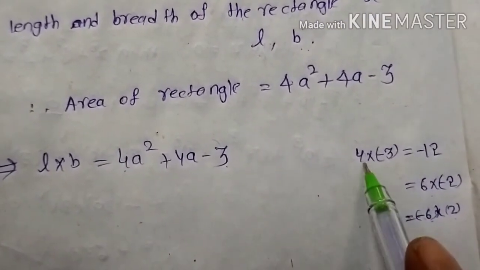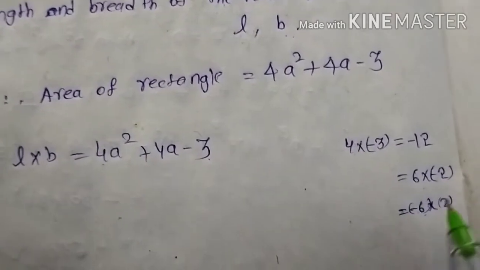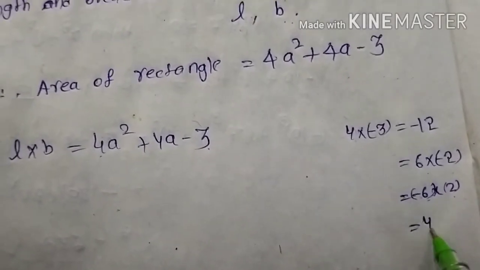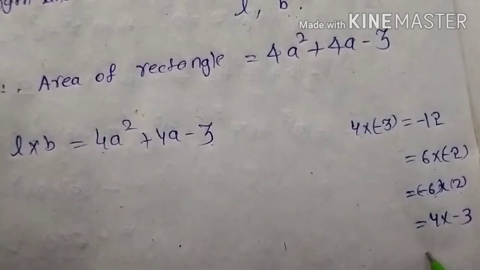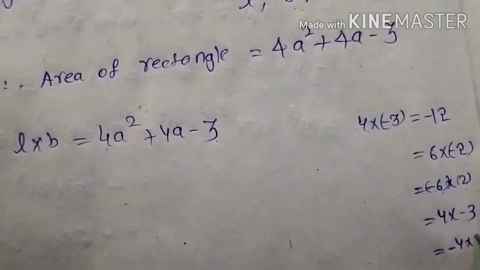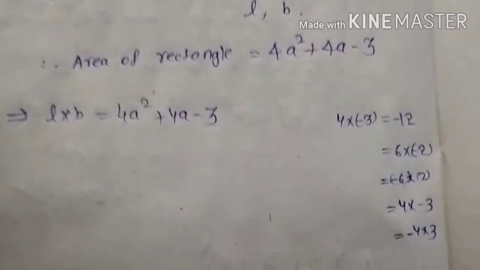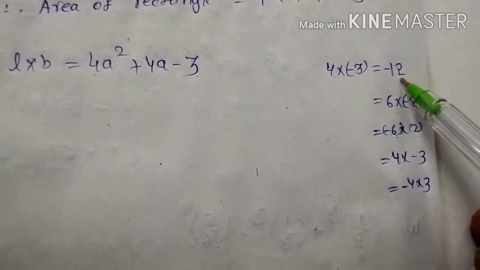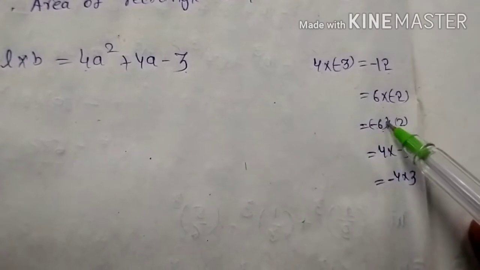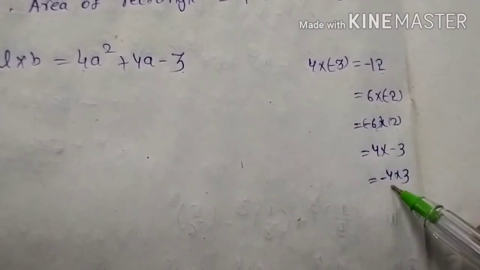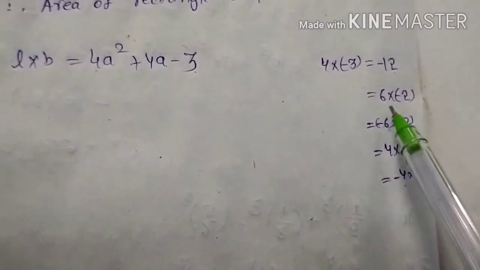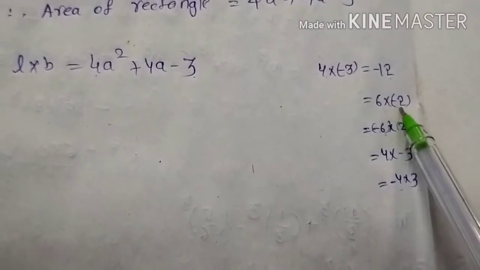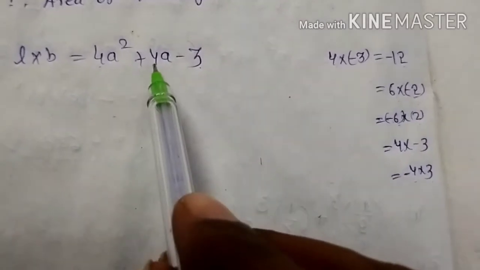And also if you want you can write here 4 into minus 3 or minus 4 into 3. Yes or no? Yes, we can write like this. But first of all you can see here we have written minus 12 factors as 6 into minus 12, minus 6 into 2, 4 into minus 3, minus 4 into 3. Whenever you are adding these factors, we will need to get the middle term.